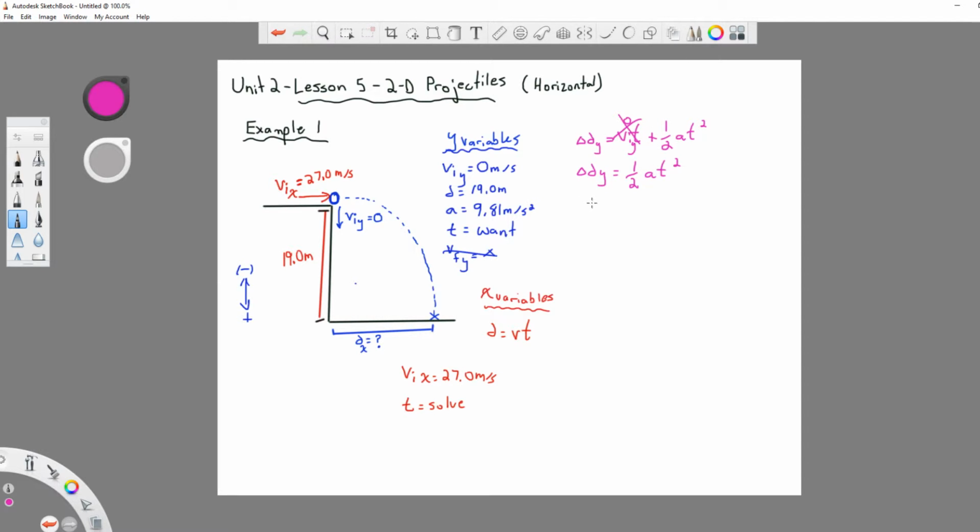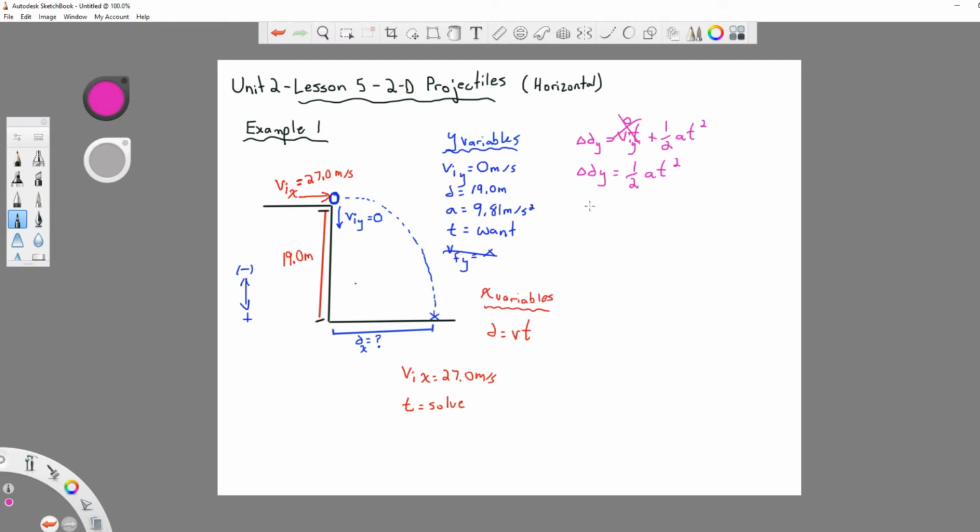Now, I have a cat trying to walk on me. Go away, cat. Yes, I'll give you attention in a second. Okay. We have 1/2 a t squared, so we can fill that in. No, we have to rearrange first. Sorry, this cat is being very distracting and I lost my train of thought.